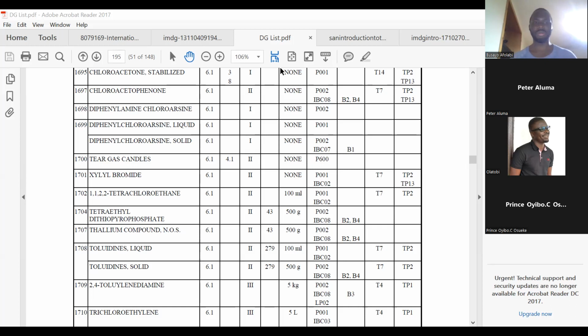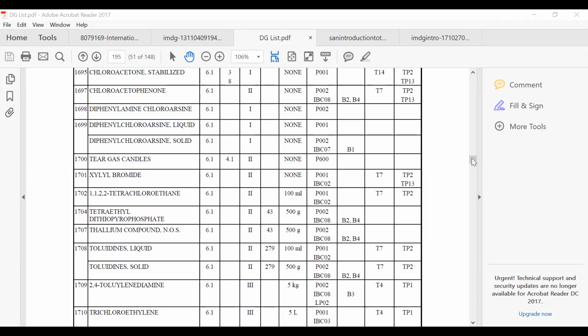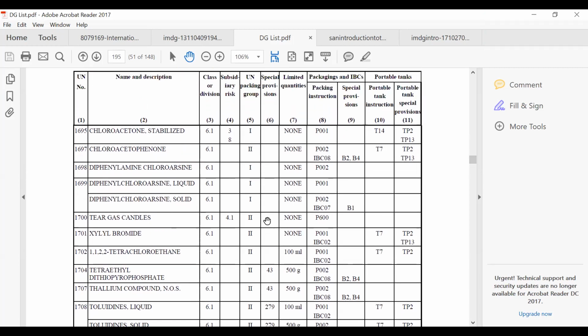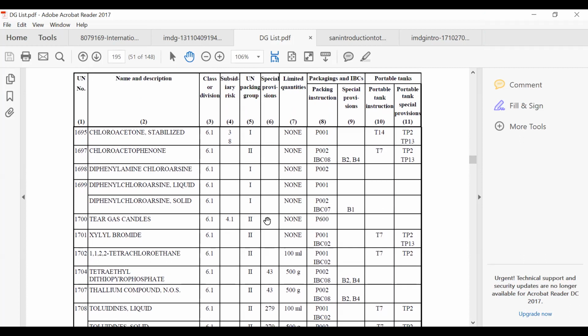Yeah. So you've been able to, and then what's the 4.1? What's it saying under the second side of it? The 4.1 is talking about the subsidiary risks, yeah? Subsidiary risks, thank you. And what's 4.1? Let's not go there. It's majorly 4.1 is flammable solids.